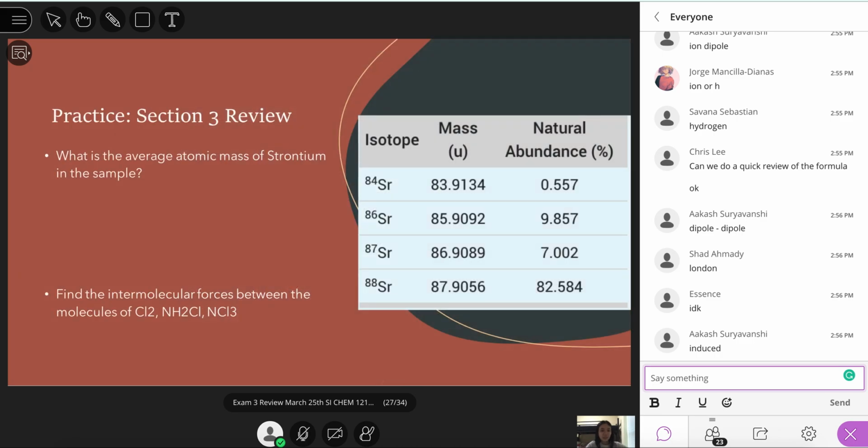And then, yep, so let's do average atomic mass. So you're using the natural abundance with this. How would we do that? Can anyone tell me the process? Like, what are you gonna do?